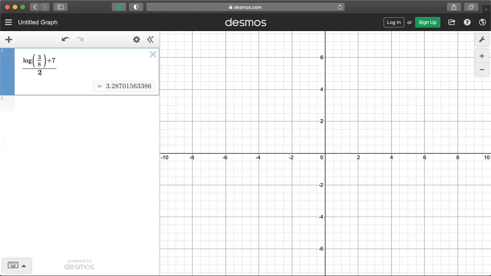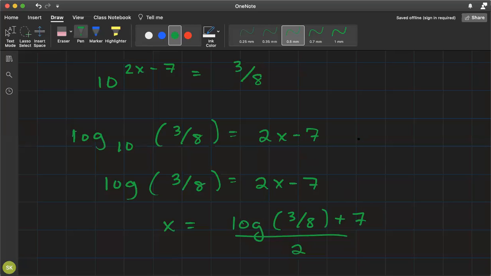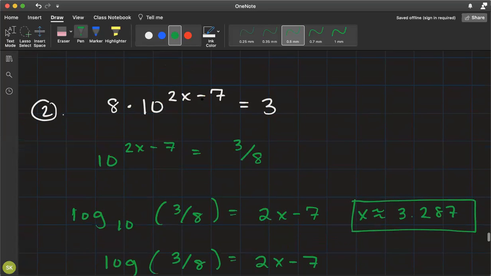I'm going to write that down. And I'm going to switch over and write that on my paper. This is about 3.287. So again, you can double check by plugging that into here, multiplying this left-hand side and seeing if you get 3.